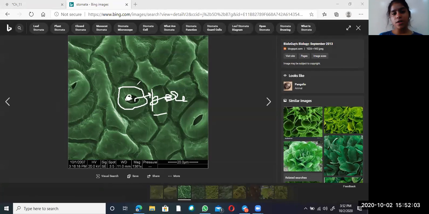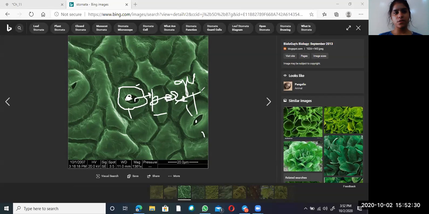Around it, you see these things which are covering it. See my hand, my hands are covering the inner one. This is getting covered. This is a stomata, and these covering cells are the guard cells.